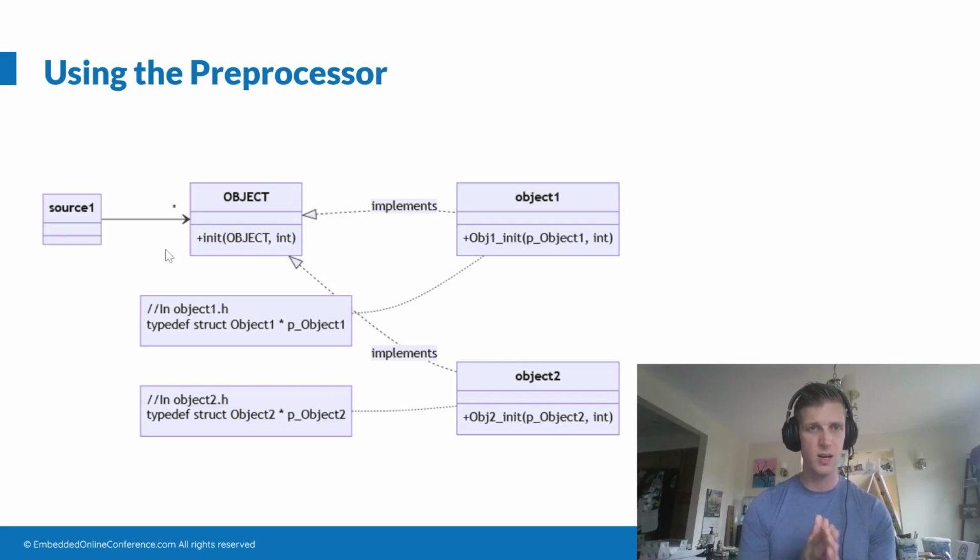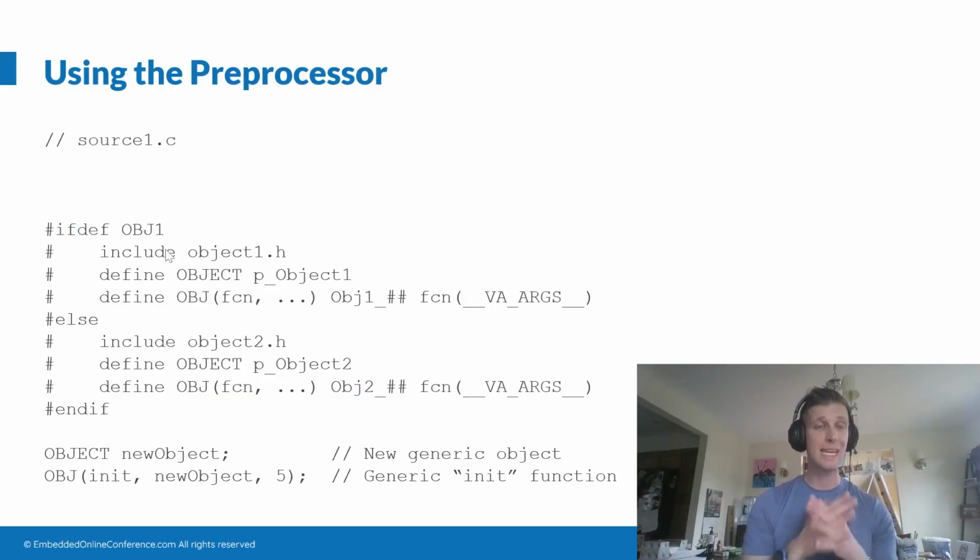Okay, so the second way we're going to use build time polymorphism is using the preprocessor. And so in this class diagram, you can see I have two different source files with two totally different header files, and they are both implementing this generic object class. So here's what this looks like in our source file. In a specific source file, I'm going to bring your attention down to the bottom now. I'm creating a generic thing of type object, and I'm going to use this syntax here to call some initialization function on this object.